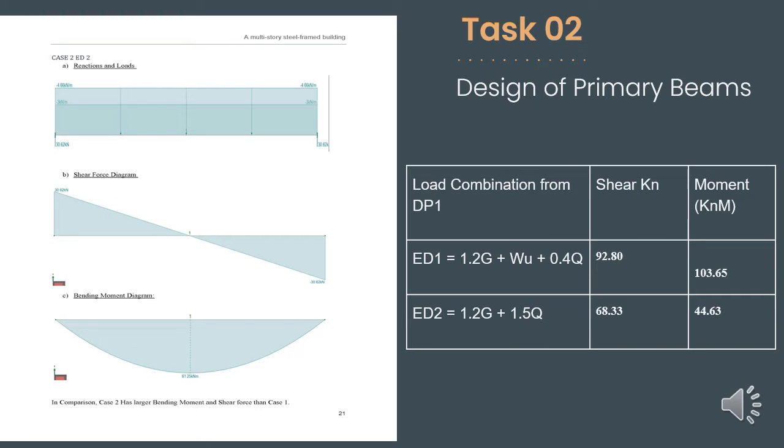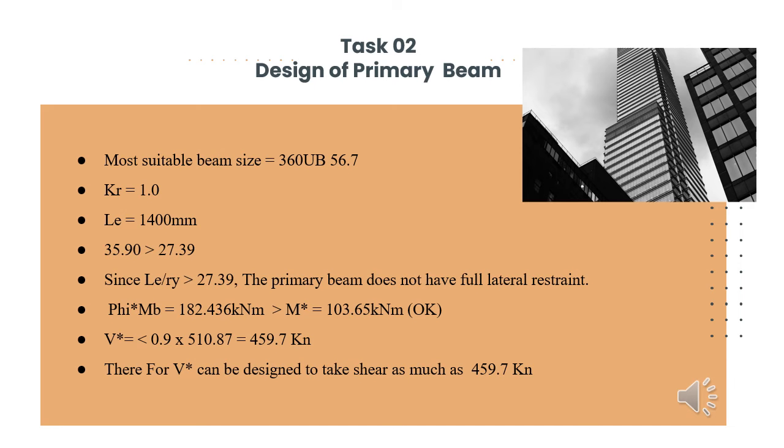The diagrams here equally represent the load distribution reaction on the primary beams from Space Gass analysis. After some trials, the most suitable beam size is 360 UB 56.7. Calculations are done as you can see in the slide. Since the proposed section is adequate both in shear and bending with a considerable factor of safety, it can be confidently used as a design section in the primary beam in level 1.